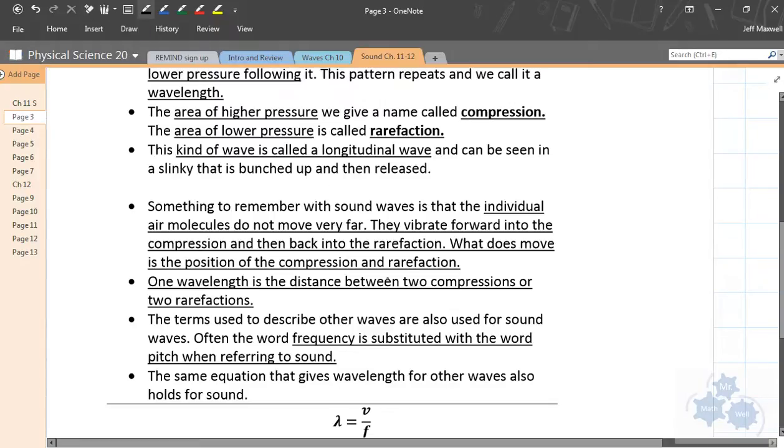All right, something new when we're talking about sound: compression, rarefaction, wavelength, and a term called pitch. The terms used to describe other waves are also used for sound waves. The word frequency, which you know all about from the frequency equation, is often substituted for pitch when referring to sound.